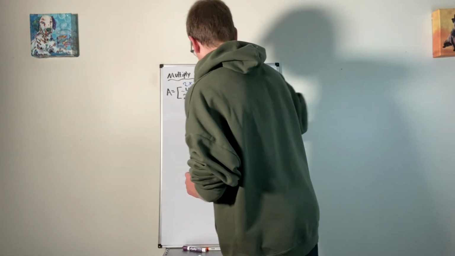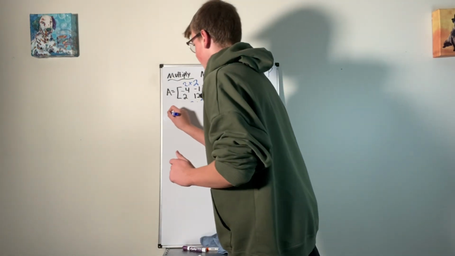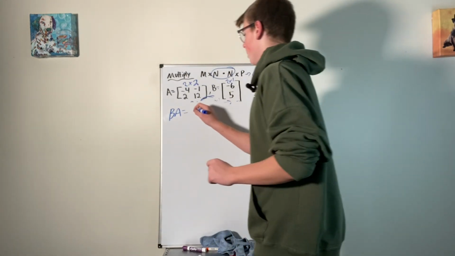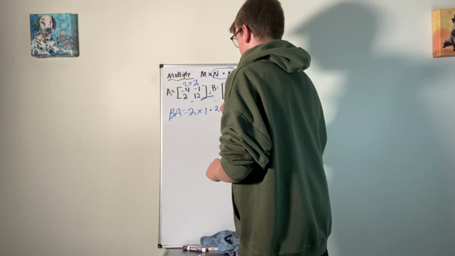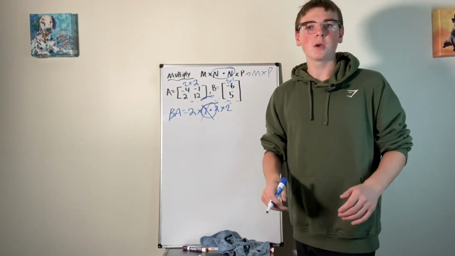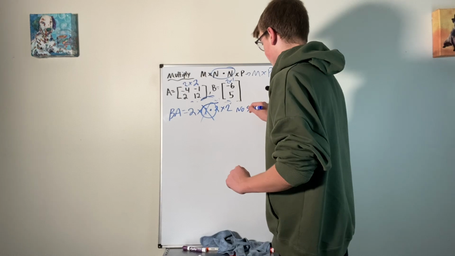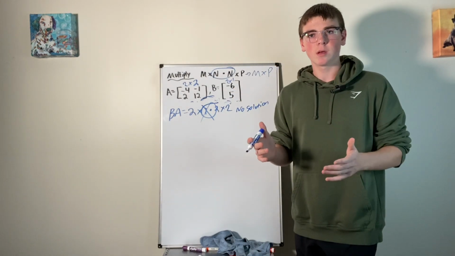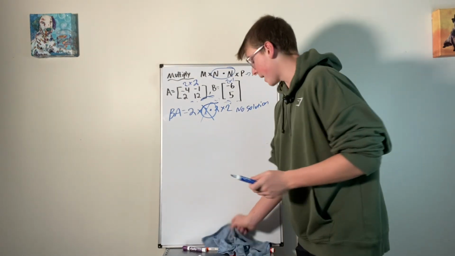Okay, so now we're going to do BA. All right, so BA equals, well, B is a 2 by 1. We're going to say, okay, 2 by 1 times a 2 by 2. Right? Well, this 1 and 2, they are not the same. So we cannot multiply those. So you say no solution. You just cannot multiply those two because the middles are not the same. So you can't come up with a matrix from that.